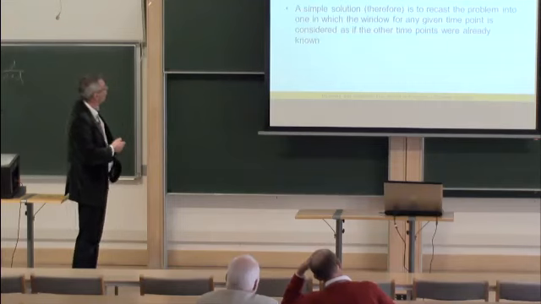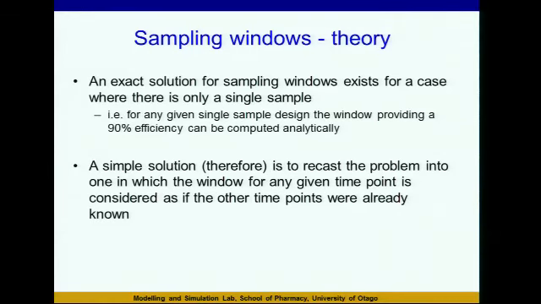So an exact solution for sampling windows exists for the case where there's only a single sample. So that's all we need to do now, is create that situation. If you've got a single sample, you can exactly calculate the window, which is going to give you 90% efficiency. So a simple solution, therefore, is to recast the problem so that the window for any given time point is considered as if all the other time points were known and fixed. And if you do that, then you can exactly calculate them out. Now we're going to try and think how we're going to make this work.